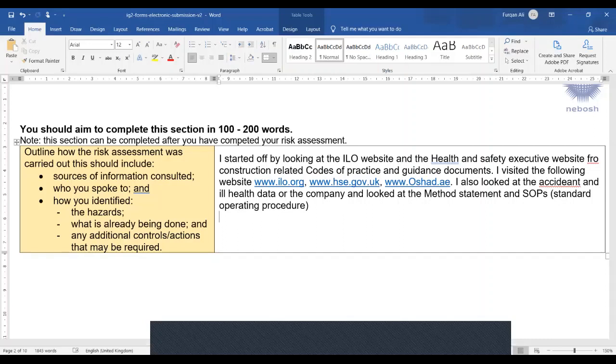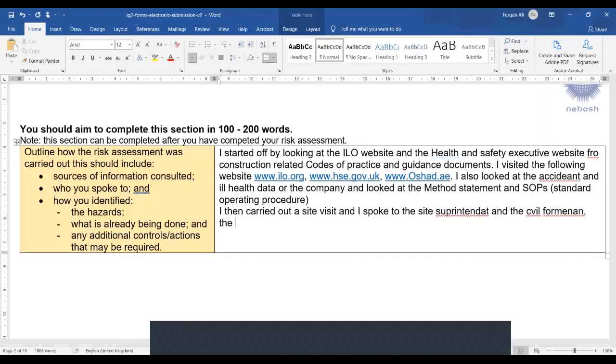Now, who you spoke to? You can mention I then carried out a site visit and I spoke to the site superintendent and the civil foreman, the excavator operator, mason, welder, and other workers who were working on the site. Okay.